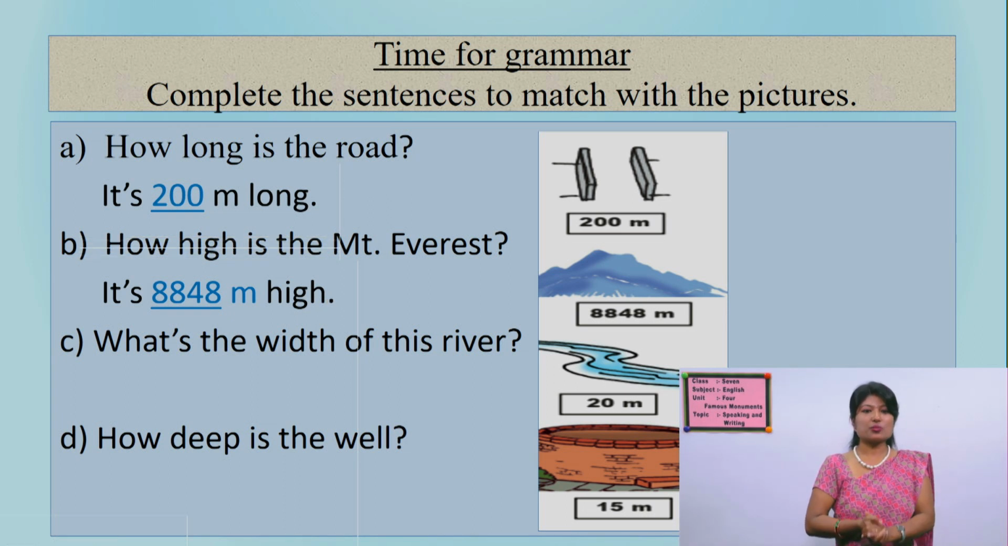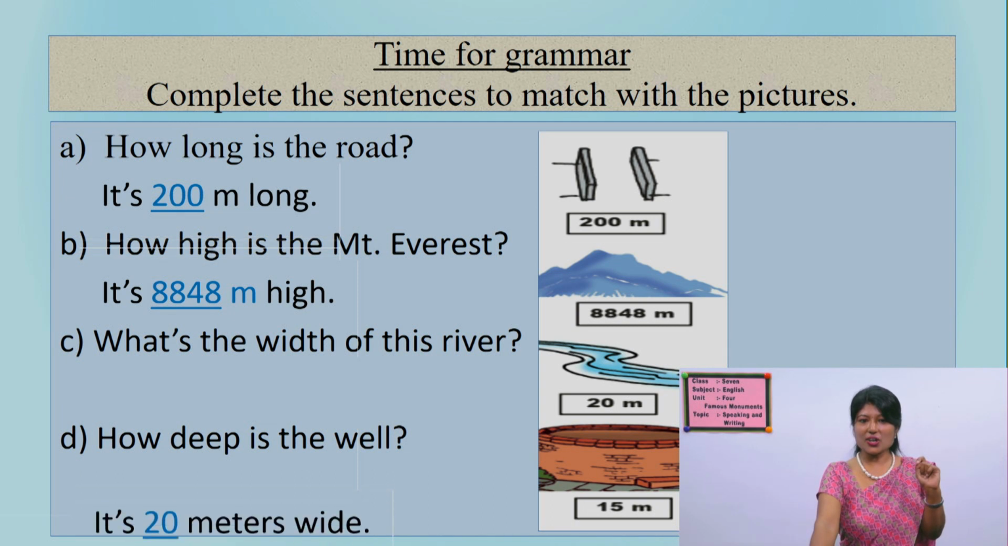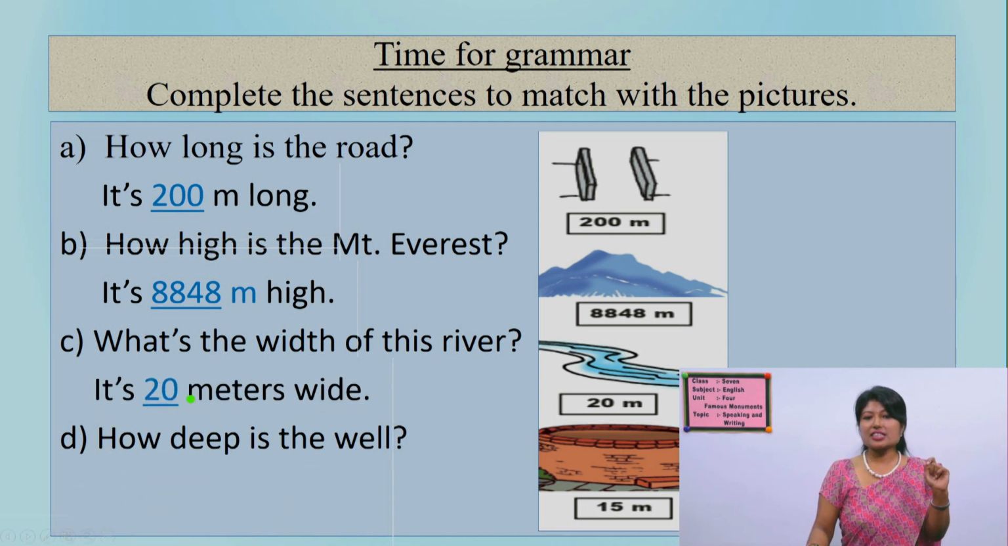Okay, now let's move to C. Are you ready? I hope you are ready. What's the width of this river? 20 meters. So tell me in a sentence. Okay, that's fine. Check whether your answer is right or wrong. Here it goes. It's 20 meters wide.